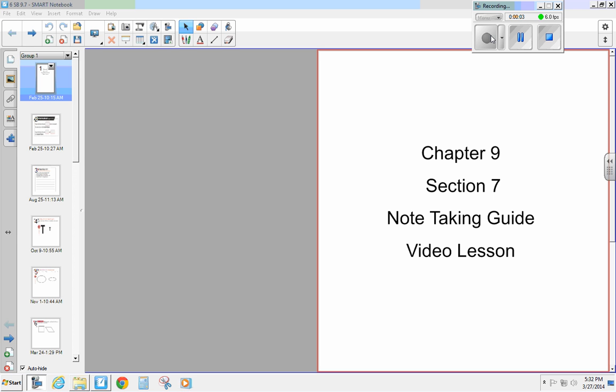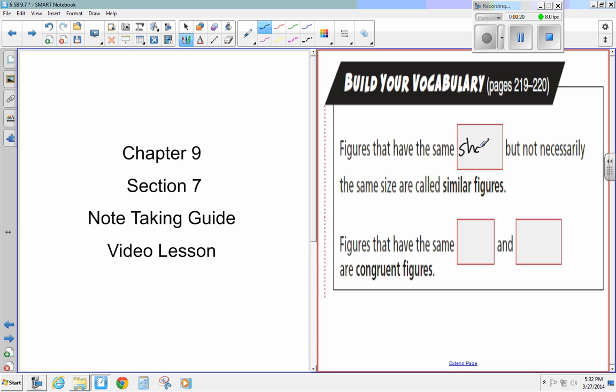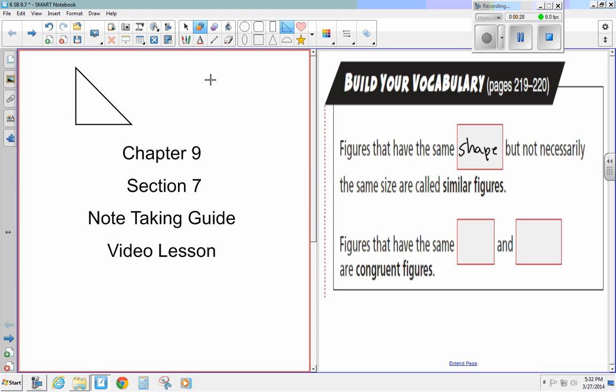Welcome to Chapter 9, Section 7, entitled Similar and Congruent Figures. All right, to begin with, figures that have the same shape, but not necessarily the same size, are called similar figures. So, quick example. There's a right triangle. There's a right triangle. They are the same shape, but they are not the same size.